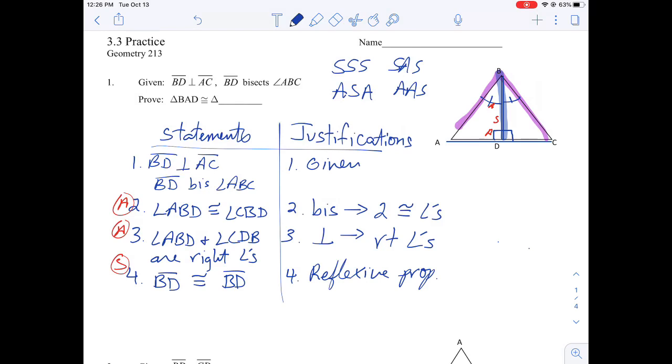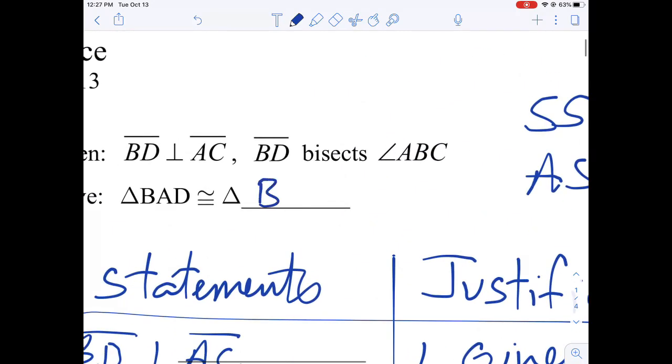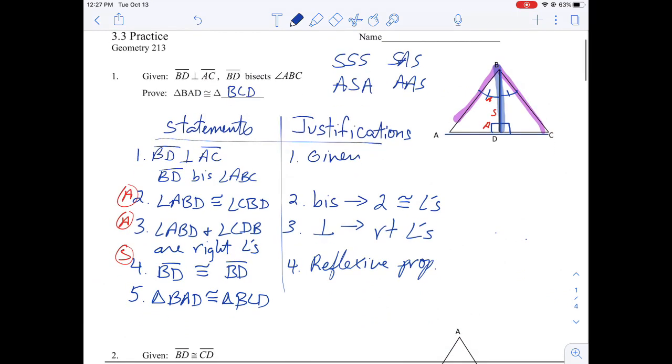So to finish my proof, I can now say that triangle BAD is congruent to its buddy triangle. By correspondence, BAD corresponds with BCD. Imagine transforming one side to the other. So let's fill in this as BCD. And the justification for that last statement would be that we have a pair of angles, then a pair of sides, then another pair of angles. So angle, side, angle is what makes those triangles congruent.